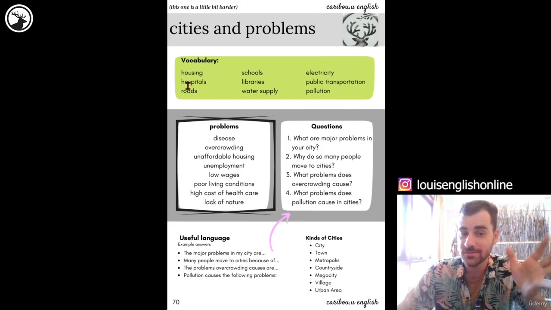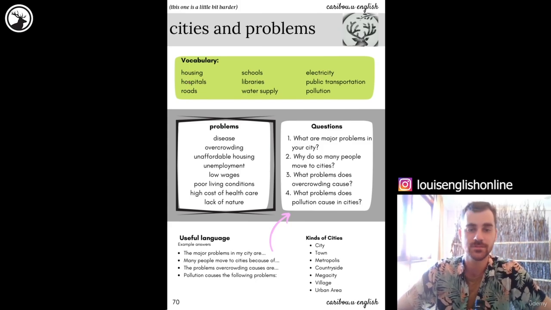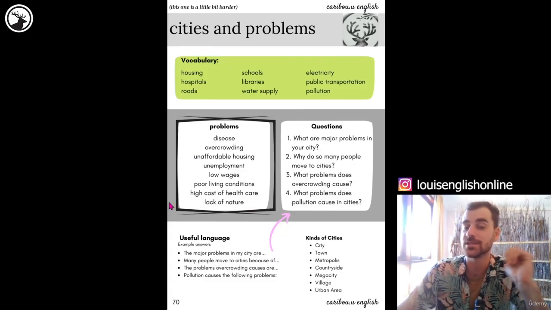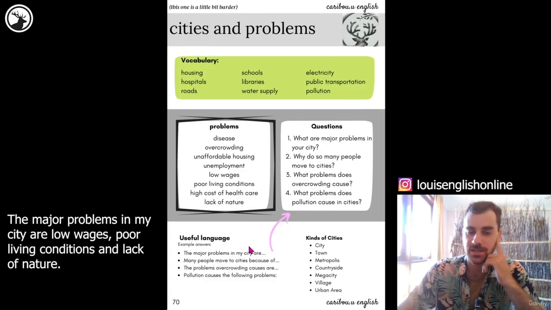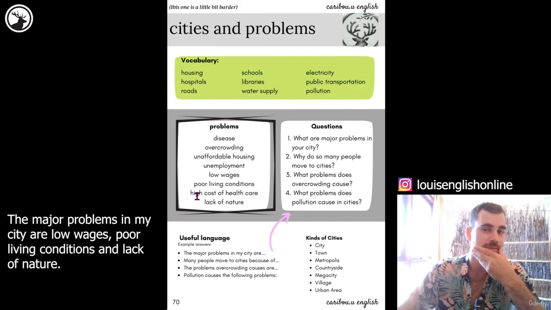Let's use this vocabulary to answer the questions, okay? What are some major problems in your city? You can also use the useful language down here to start the sentence. The major problems in my city are, and then just pick 2 or 3 words to complete the sentence. The major problems in my city are low wages, poor living conditions, and lack of nature. What about you? If you live in a city, what are the major problems?